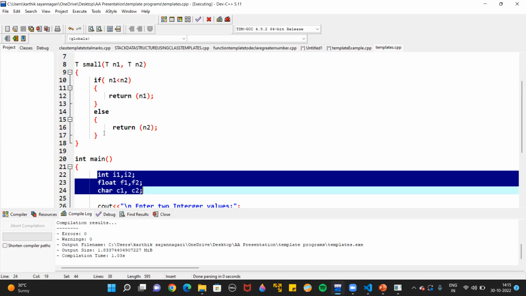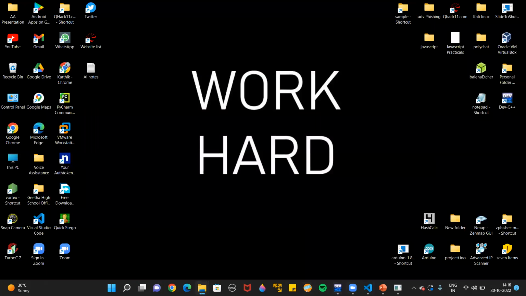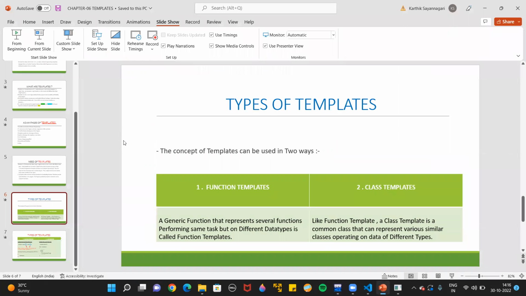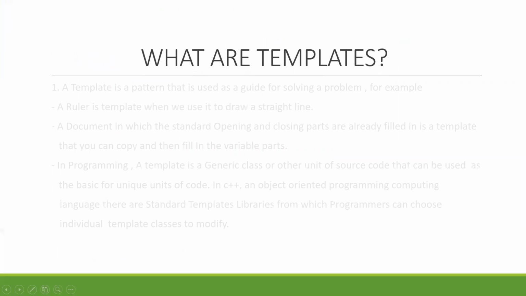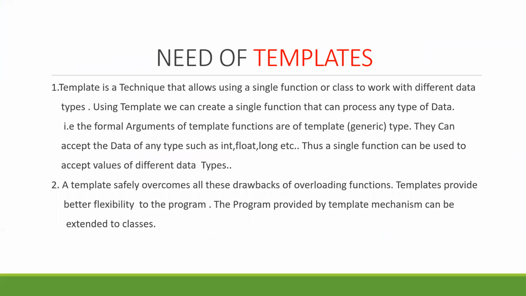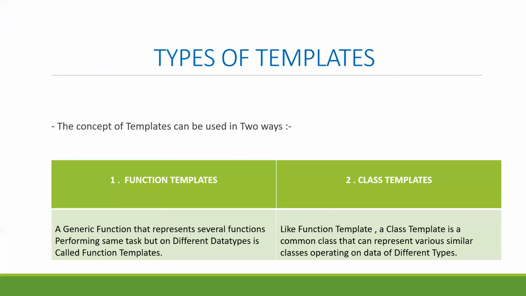Okay, so now we'll see the classification of these templates. Templates can be divided into two types, nothing but function templates and class templates. The concept of templates can be used in two ways, function templates as well as class templates. A function template is a generic function that represents several functions performing the same tasks but on different data types.